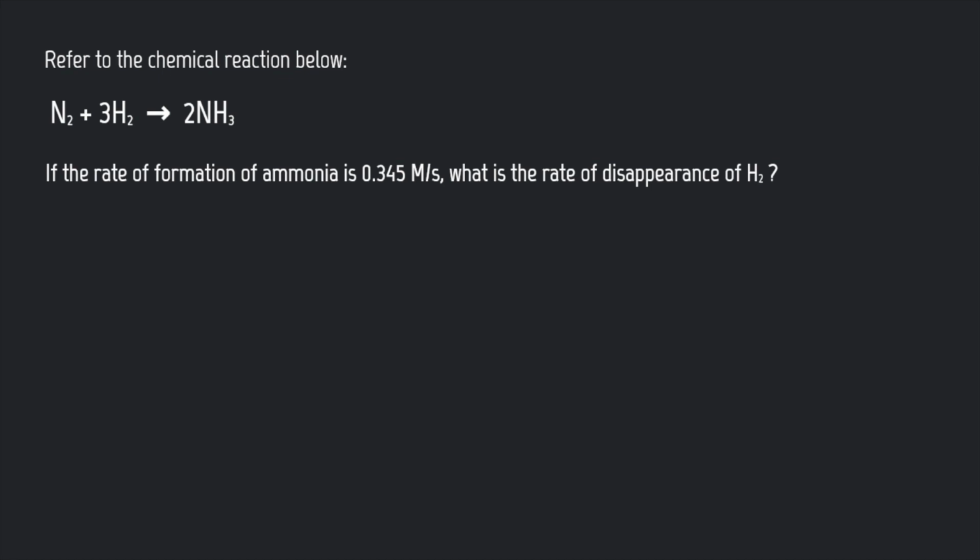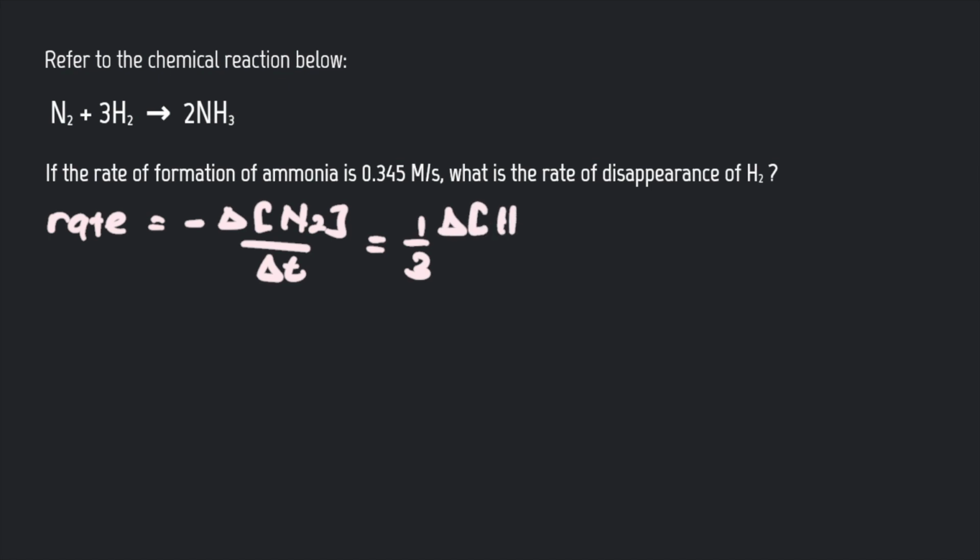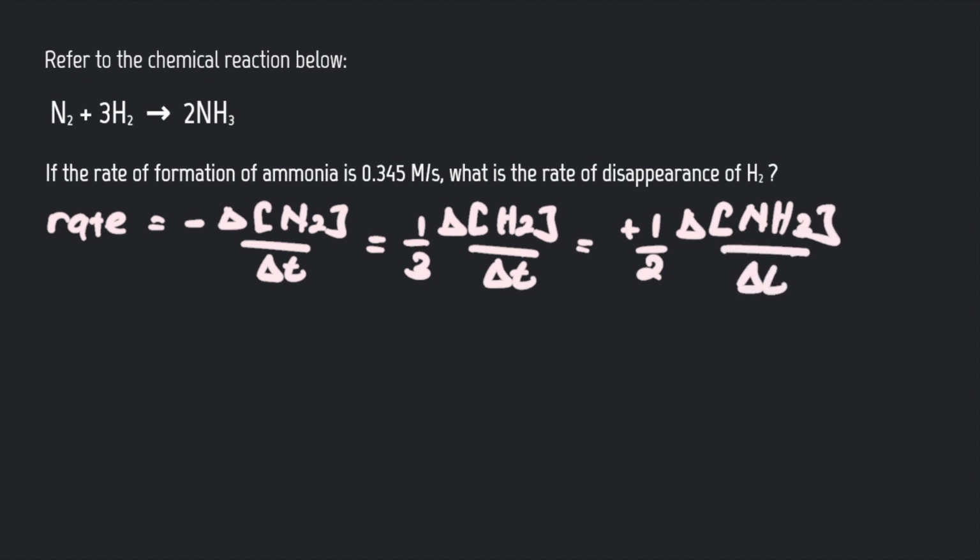Refer to the chemical reaction below. If the rate of formation of ammonia is 0.345 molar per second, what is the rate of disappearance of hydrogen? From the equation, you should be able to write the rate expression. So the rate is equivalent to negative delta concentration of N2 over delta T, equivalent to 1/3 delta concentration of H2 over delta T, equivalent to positive 1/2 delta concentration of NH3 over delta T.